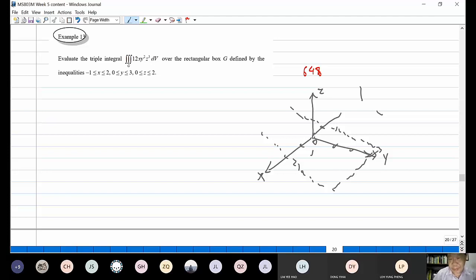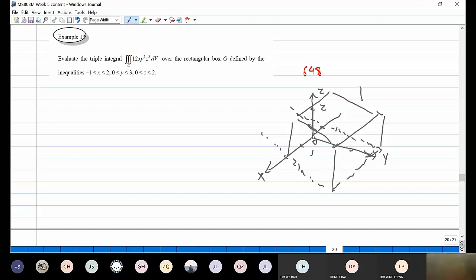And then z from 0 to 2. So go up 2 units. Z equal to here. So everything goes up from here, 2 units. So it looks something like this. So this is the box created.